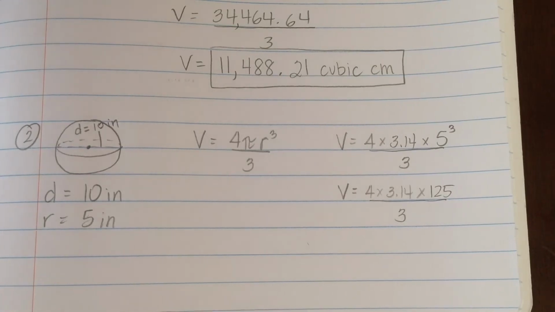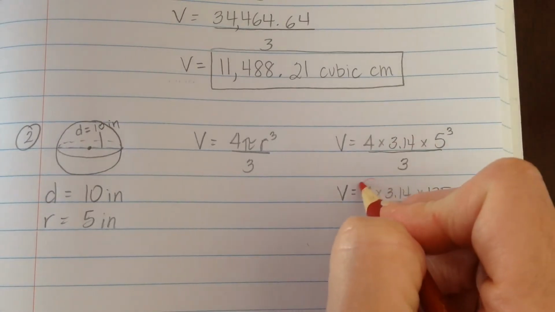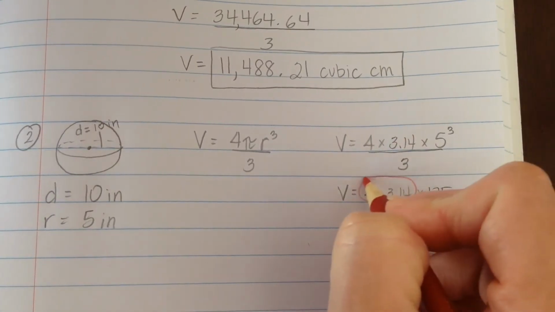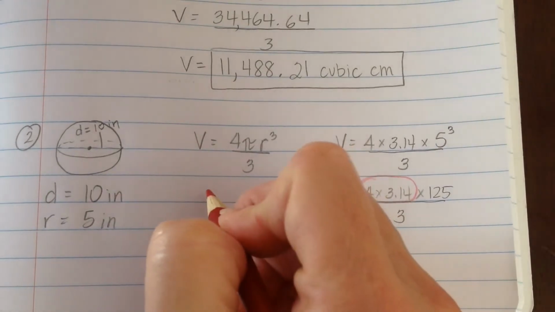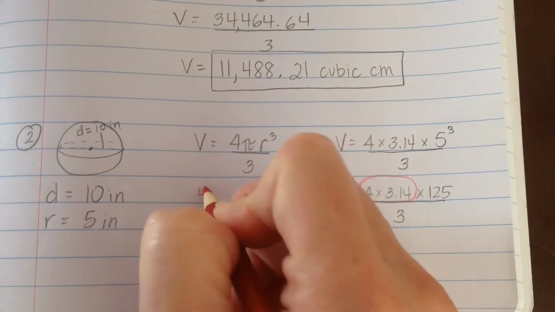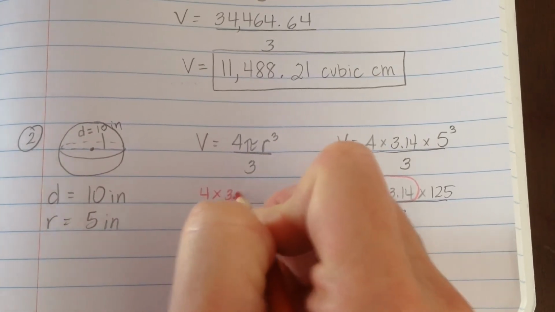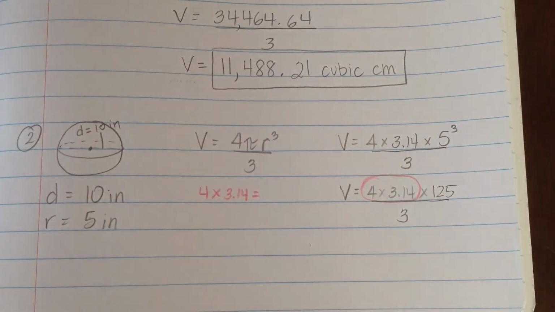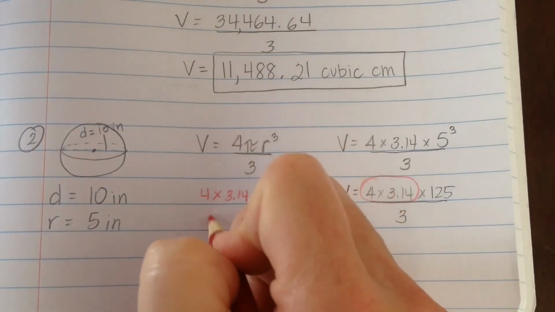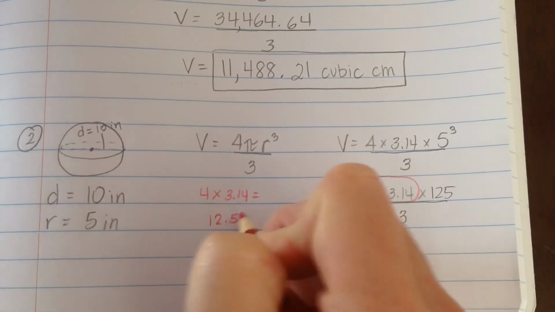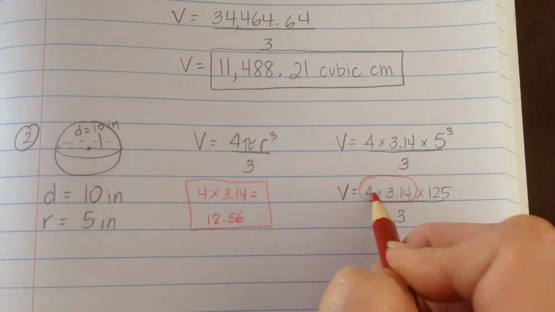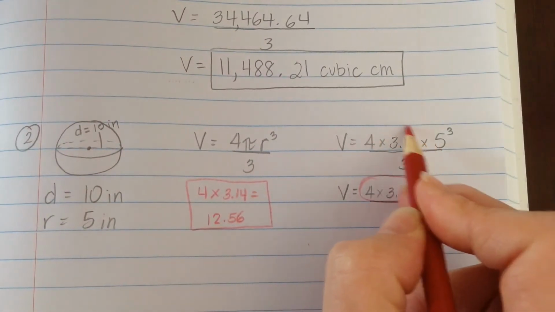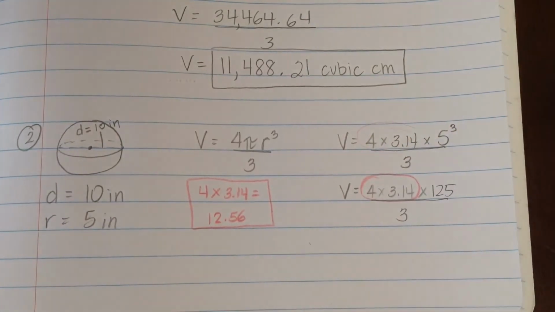If you notice, for every single one of these problems, are you going to have 4 times 3.14? You are. So here's a little hint. I'm going to put this in pencil over here. 4 times 3.14 equals, I've done this so many times now, it equals 12.56. So if it's helpful to you, you can just do 12.56. So this is 12.56 times whatever number that is cubed.